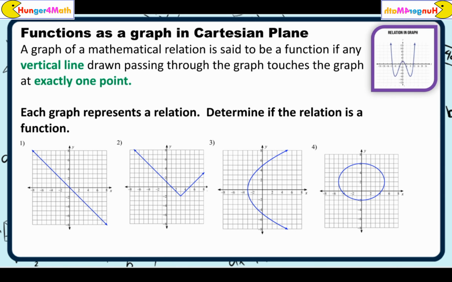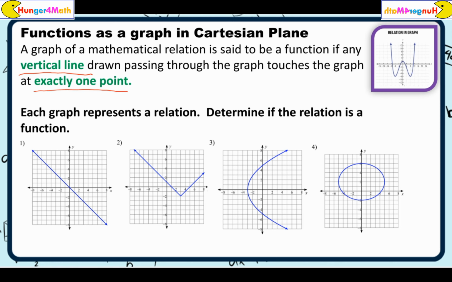Next, function as a graph in Cartesian plane. A graph of a mathematical relation is said to be a function if any vertical line drawn passing through the graph touches the graph at exactly one point. Here, each graph represents a relation. Determine if the relation is a function.